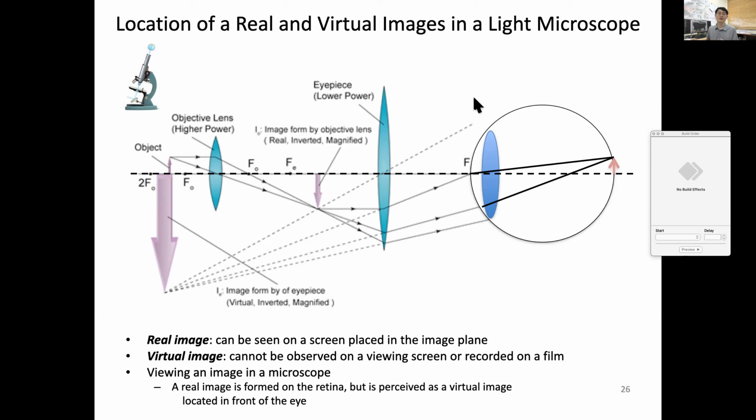And this really shows that the outside world as we see it may not always be real. It could be virtual, like virtual reality.